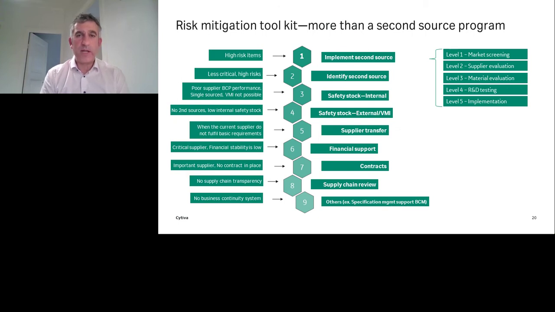And the reason we have different levels is because our aim is to reduce the transfer lead time, that is, reduce the risk and reduce the time it will take us to implement the second source, but at the same time, minimize the change control burden as far as our customers are concerned.